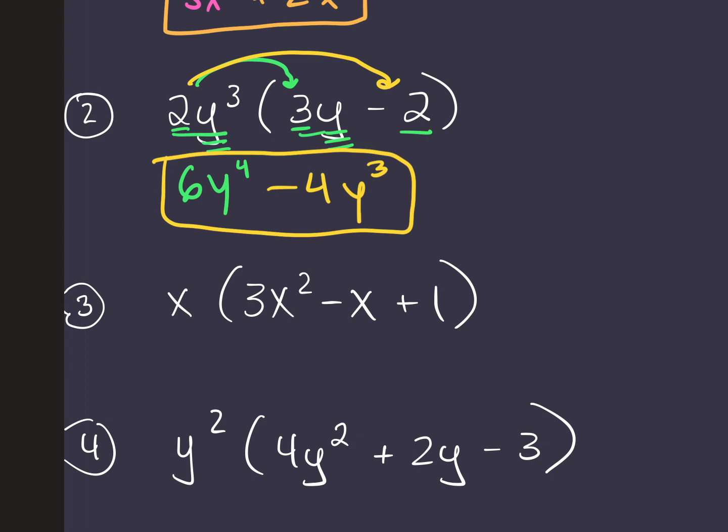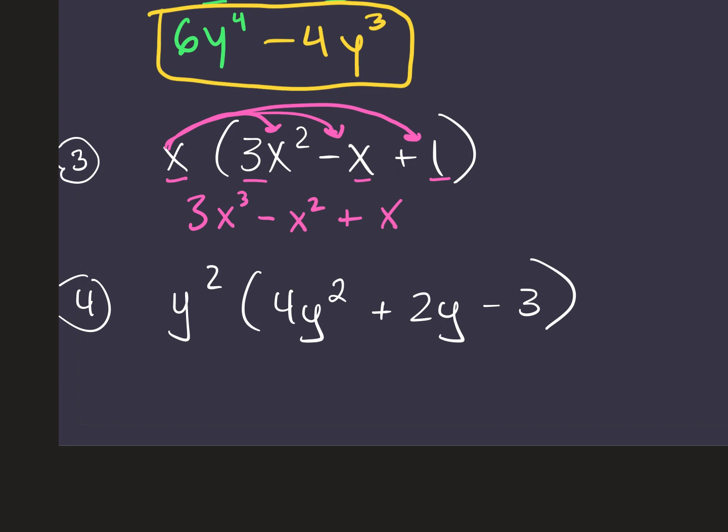Next, for number 3, we have one term on the outside, 3 terms now on the inside, so we multiply x times 3x squared, which would be 3x to the third power. And then x times negative x would be negative x squared. And then x times 1 would just be plus x. So we would say 1x, but we don't write a 1 when the coefficient is just 1. So it's just x.